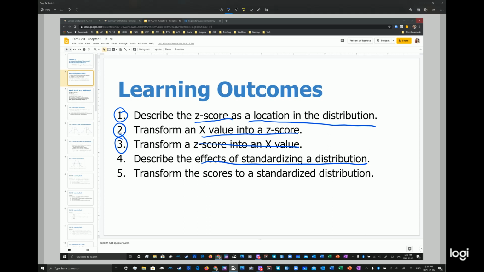You'll see what happens to those values once you transform the x's into z's. And you'll see that the first thing is the mean for a distribution of raw scores is going to have some number. But the mean for the distribution of z-scores is always going to be 0. So we're going to describe stuff like this.